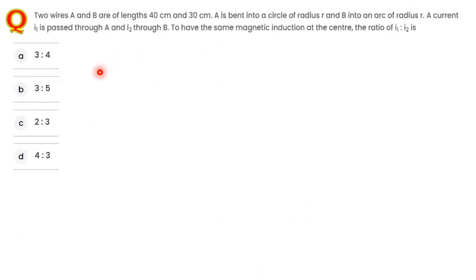Interesting problem, and important also. You just go through this one. Two wires A and B are of different lengths. One is 40 centimeter, another one is 30 centimeter.